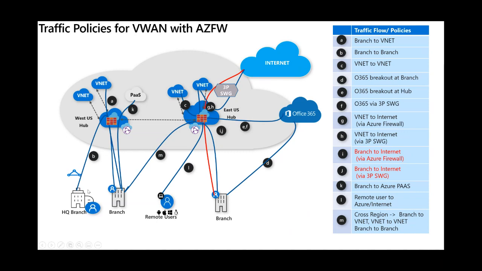You can even configure your policies related to the PaaS services, again, Key Vault and storage accounts or Azure SQL, all that you can do. And in this scenario, you can see that there are two different virtual WAN hubs. And over here, you can send the Office 365 either from a branch directly to Office 365, or you can send it through a third party as well. From a traffic flow perspective, you have options from branch to VNet, branch to branch, VNet to VNet, Office 365 breakout branch, and all these policies you can configure as I was showing you in that flow chart, the three policies.